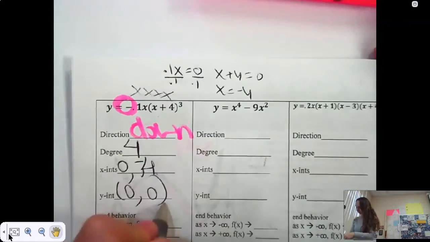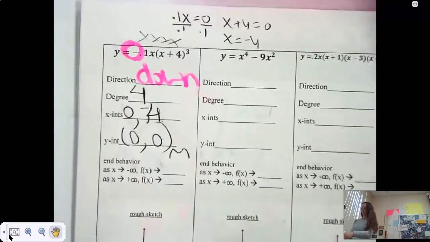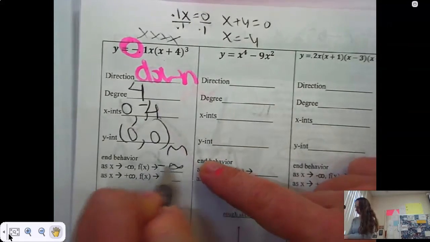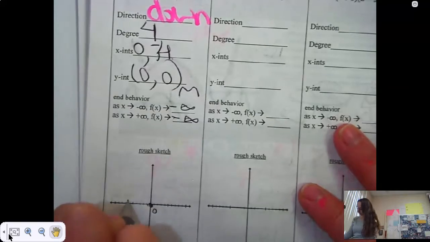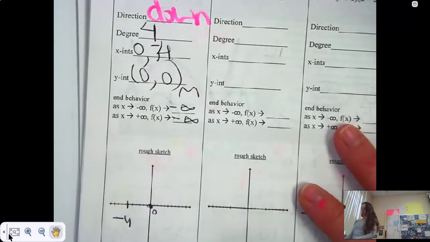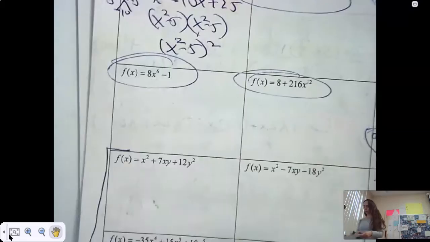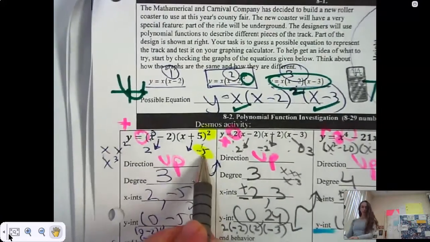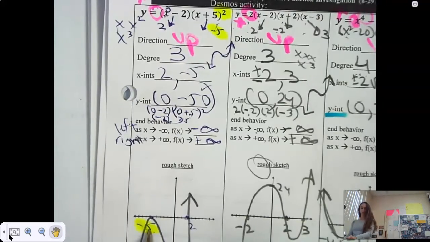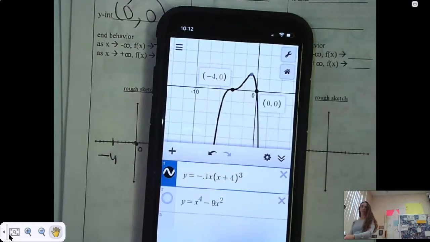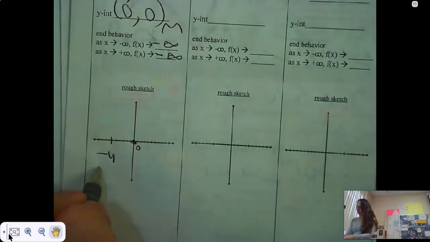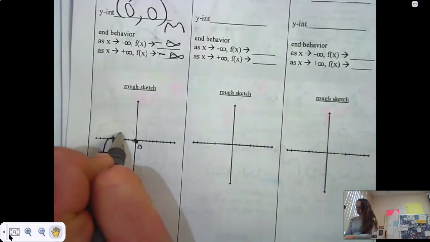So that means I know, because I'm looking at the graph, it's going to look something like this. Okay? So that means on the left side it's negative, and on the right side it's negative. My rough sketch has that as the 0 and that as the negative 4. Okay. Now, remember before it was squared? When it was squared, it bounced. But when it's cubed, it isn't bouncing. It's kind of like changing at that spot.